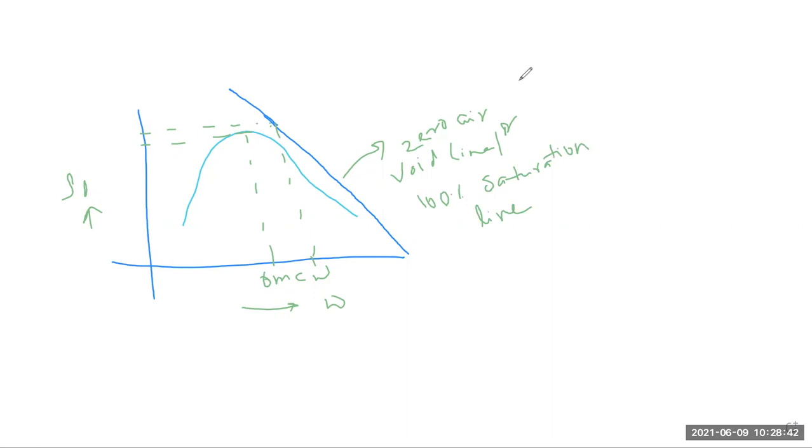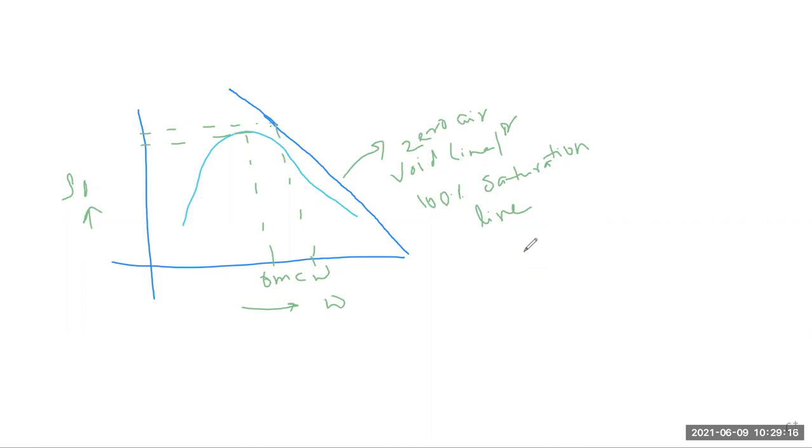Is this possible, after compaction air is 0 or saturation is 100%? Is this possible or not? No, ma'am. So zero air void line shows the relationship between water content and dry density of compacted soil at a constant percentage of air void. And this is drawn by an equation.